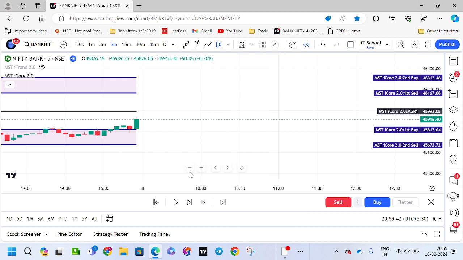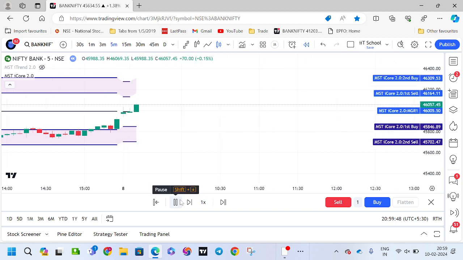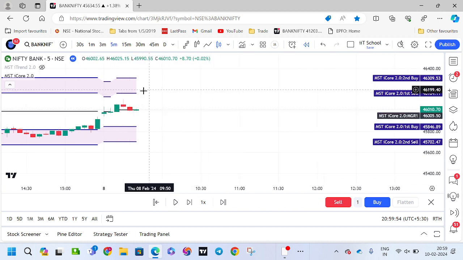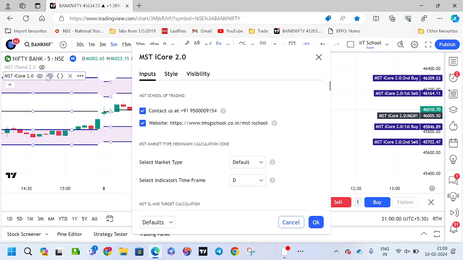Now once the market is opening, like I am showing you now, see here, now the market has opened. Once the market has opened, immediately we will be getting 5 lines, top 2 lines and bottom 2 lines. I am keeping it in default settings.